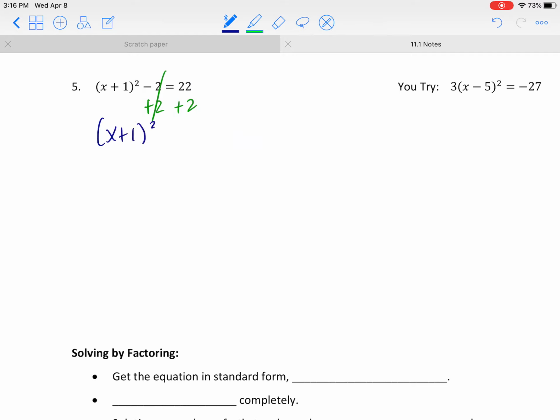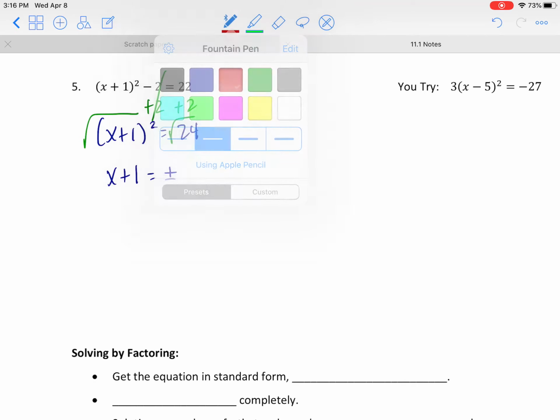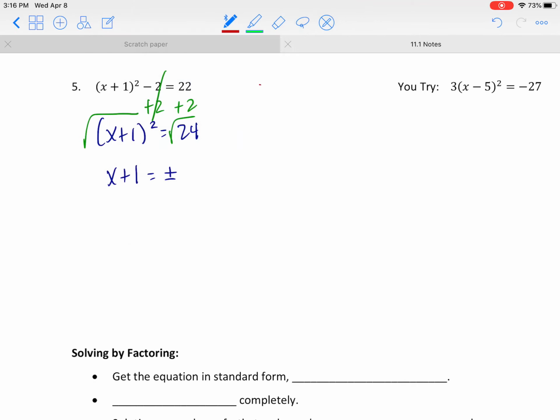All right, that seems to be much harder than 1, 2, and 3. Let's try the parentheses type again. So we have to get the squared term by itself, and on this one we start by adding the 2. That gives me x plus 1 squared equal to 24. And I can't move the 1, it's trapped by the parentheses. So I'm going to get rid of the parentheses by getting rid of the square. Let's take the square root of both sides. That gives me x plus 1 equal to plus or minus the square root of 24.